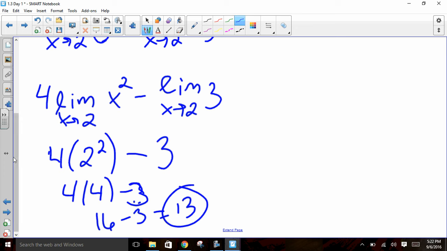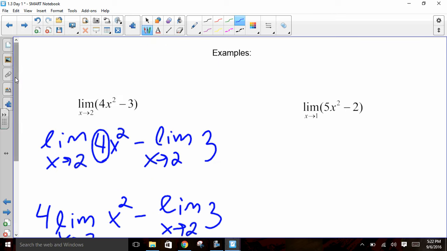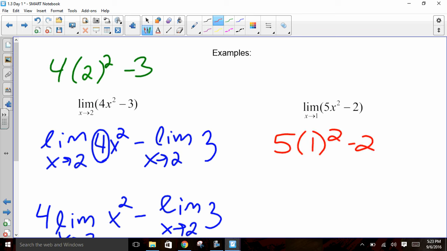So essentially, all I did was plug in that value and solve. So, keeping that in mind, let's approach the second one. I'm going to find the limit of 5x squared minus 2 as x approaches 1. So we're going to plug 1 in. 1 squared is 1, so 5 times 1 is 5. So I get 5 minus 2, which is 3.